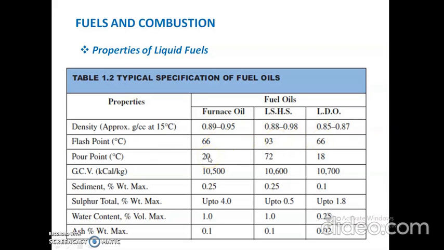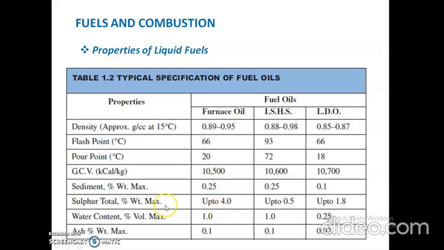Then the pour point is 20 for FO, 72 for LS, HS, and 18 for LDO. The gross calorific value, GCV, is 10,500. So nearly the gross calorific value is the same for all three liquids, around 10,500 to 10,700. On the rest of the properties like sedimentation and sulfur, LSHS is a low sulfur fuel, having only 0.5% of its weight as sulfur. But FO can have up to 4% sulfur.